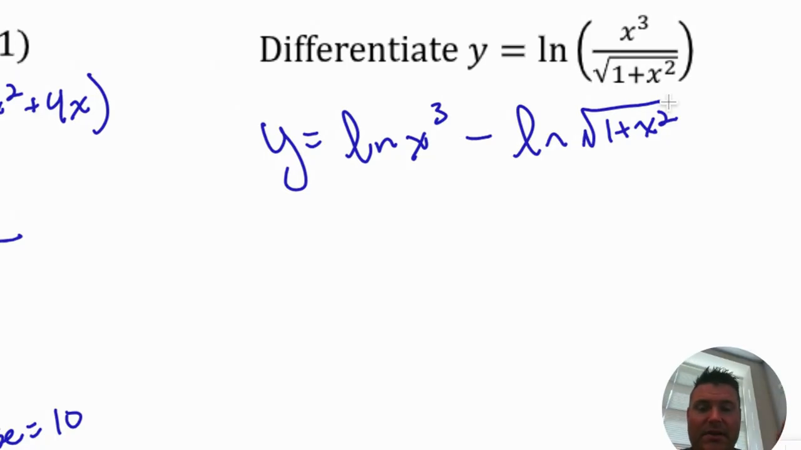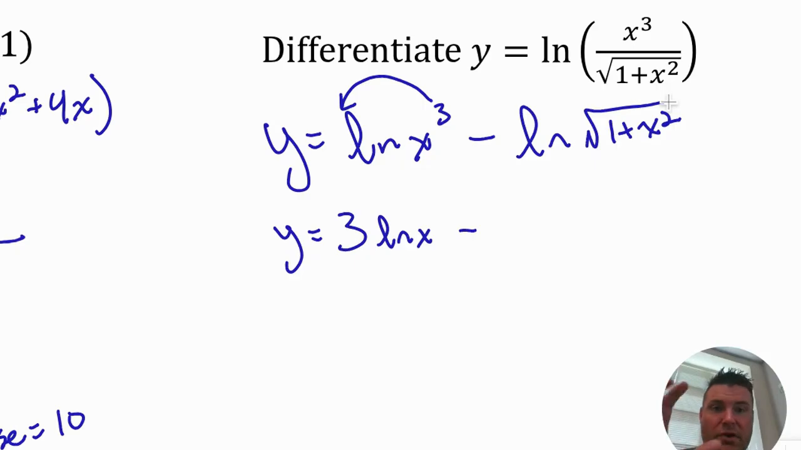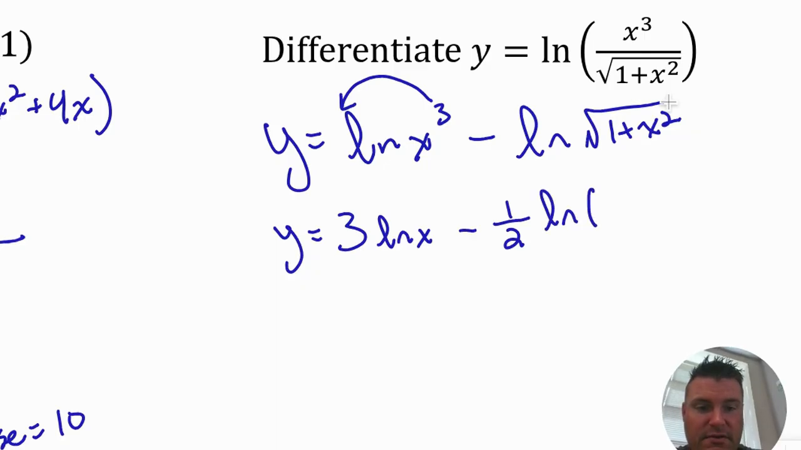I can even use the logarithmic power rule and take that 3, throw it out in front. This is 3 ln of x minus, the square root really has a power of 1/2, so I can rewrite this as a 1/2 ln of 1 plus x squared.